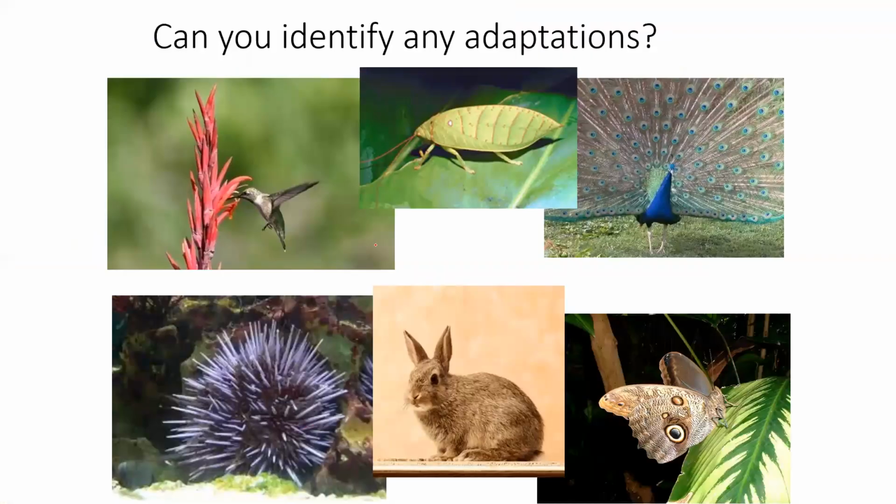Okay, let's look at these. The beak is an adaptation. Camouflage is an adaptation. The feathers for mating, adaptation. The spikes, the ears, or the eyes on the side of the head. And these eyes on the wing of this moth would be an adaptation, because if I'm a bird, I'm going to see this and I'm going to either bite the head. So many of these moths lose parts of their wing right there. Or I'm going to say that that's a big animal. I want to leave it alone.